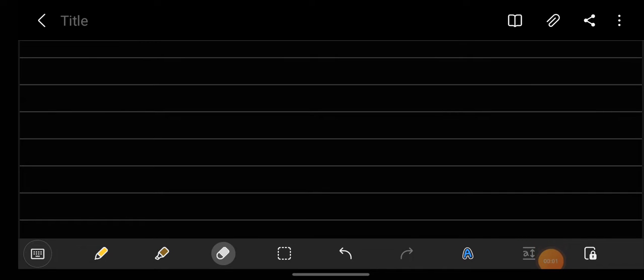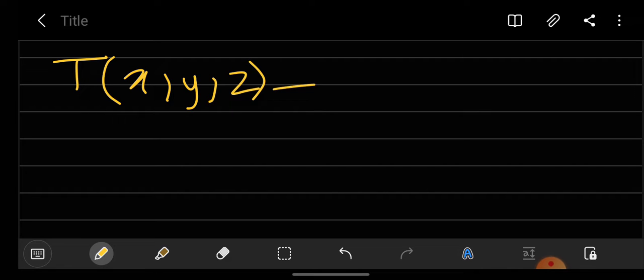Okay, welcome to MA1001. In today's session, we are trying to understand how to find the ordered basis of a linear transformation. Whenever you are going to solve this type of question, you get two types of question. Let's suppose you have a question like this: T(x, y, z).